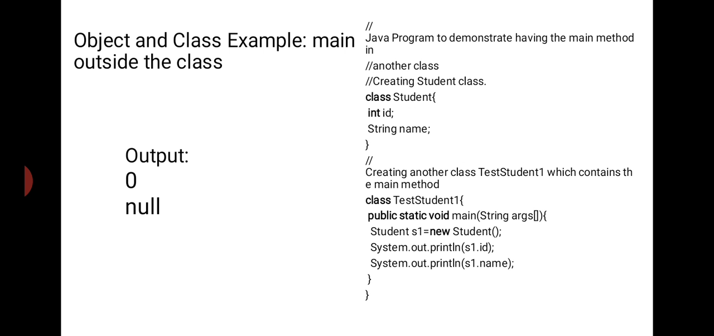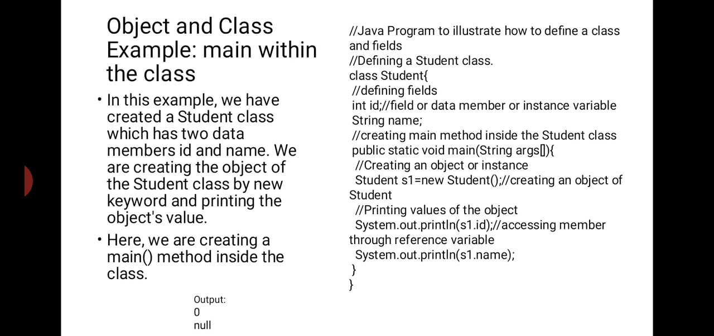Next, in this example, the class main is defined outside the class. We will see the example here. This is my class, same as the previous one. Now here I have created another class, test student. Within it I have declared my main function, and then I have created the object of class student. Now I am printing the value using the same object name dot id. Here also no value is initialized to any of the variables, so your output will be 0 and null.